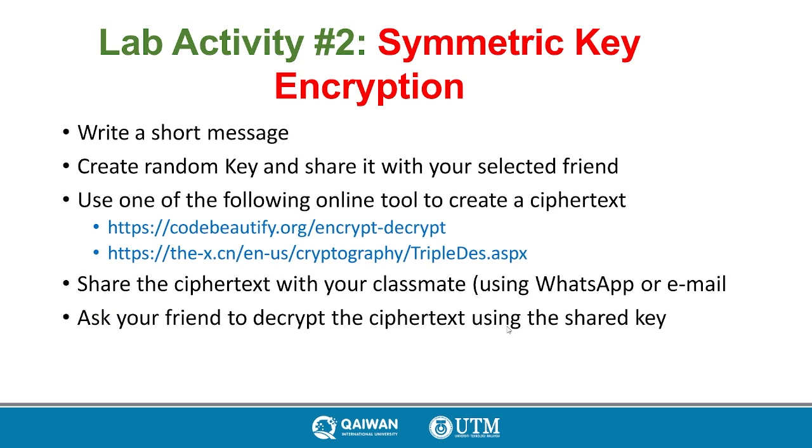Now, this would be an activity for you, symmetric key encryption. Write a short message, create a random key and share it with your selected friend. Use one of the following online tools to create the ciphertext: Code Beautify, Encrypt or Decrypt, and the Xsen cryptography triple DES. Okay, and share the cipher with your classmate using WhatsApp or email, and ask your friend to decrypt the cipher using the shared key. However, you should send him the shared key with a different application. If you use Telegram for the messaging, use WhatsApp for sharing the key.